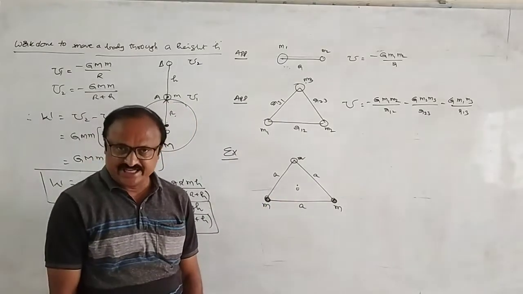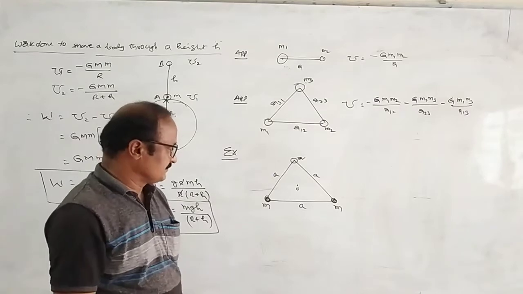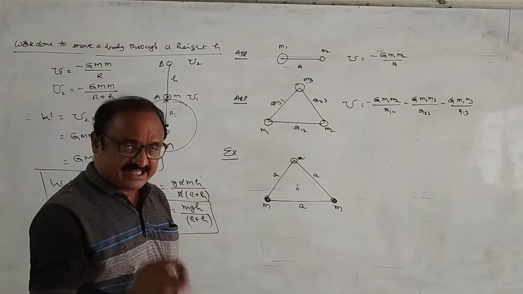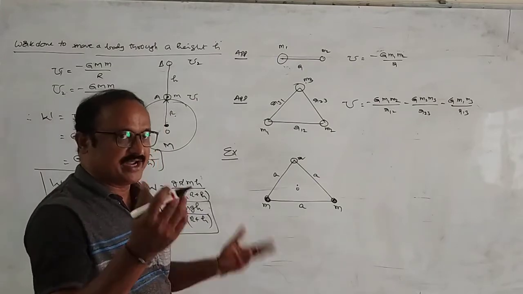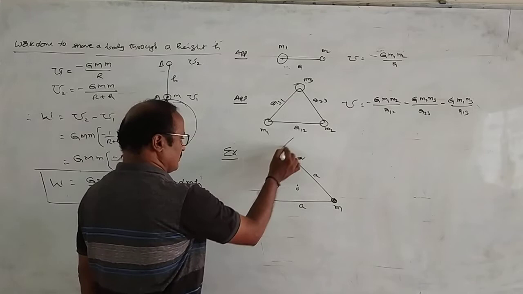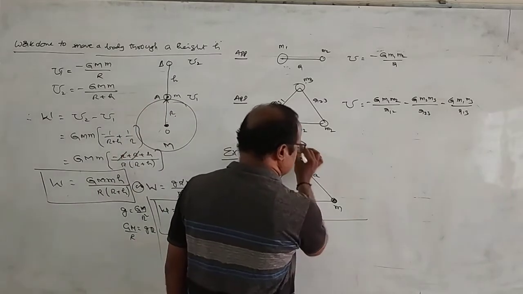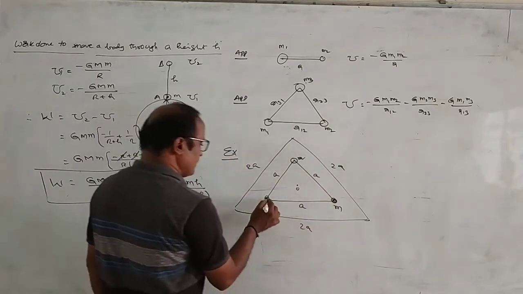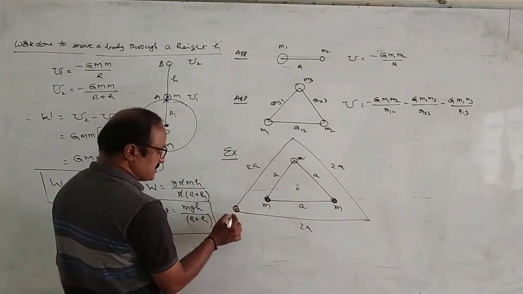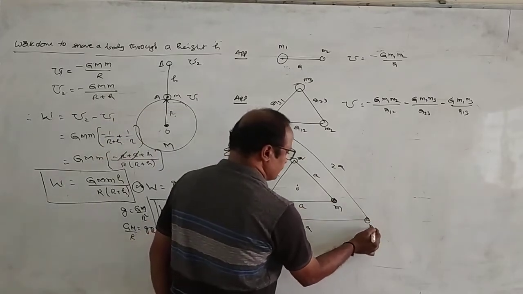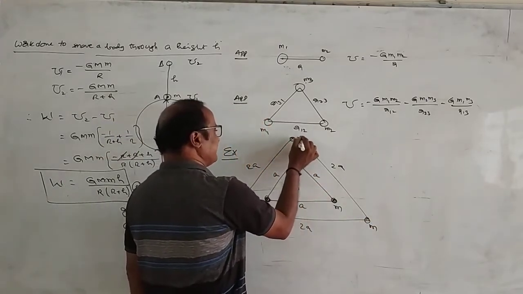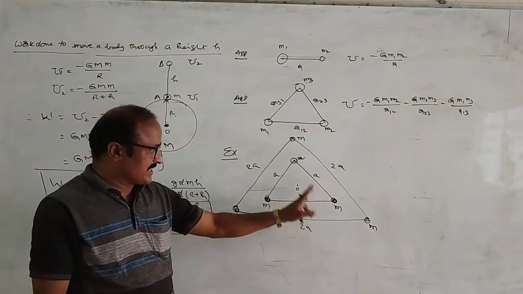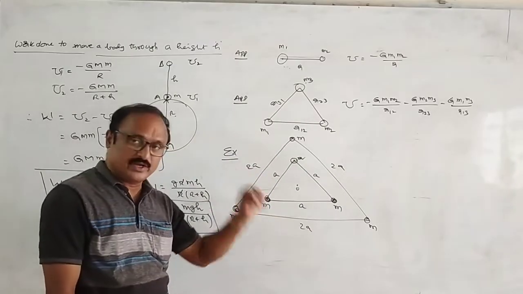Here the question is: find the work done in arranging all these identical masses at the vertices of a larger triangle of side length 2a. We take a large triangle, side length of the larger triangle is 2a, 2a, 2a. This mass will be moved to this point, and this one is also moved to this vertex. Find the work done in displacing all these three particles to the vertices of a larger triangle of side length 2a. That is the question.